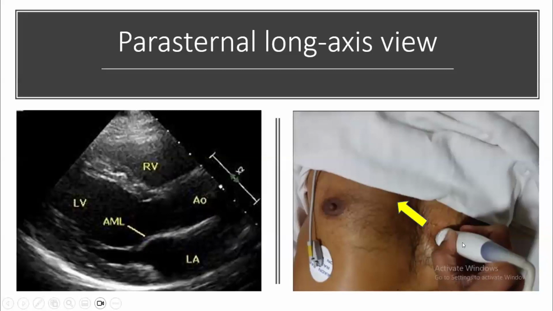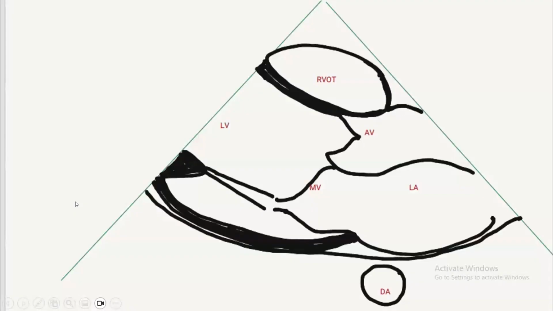So the parasternal long axis is cutting the heart along its long axis. The heart is lying like that: right ventricle up here, and left ventricle down. From the left ventricle goes the aorta, and under it the left atrium, and the mitral valve going to the left ventricle. So this is the diagram of the parasternal long axis.